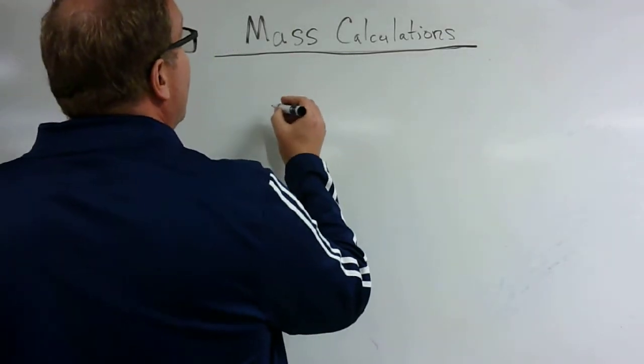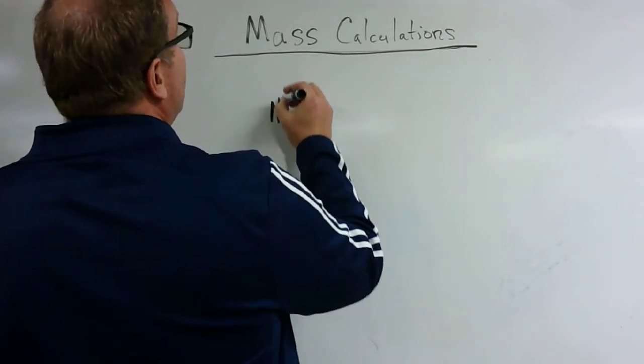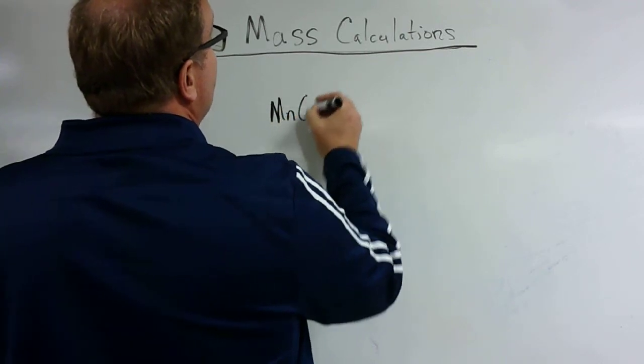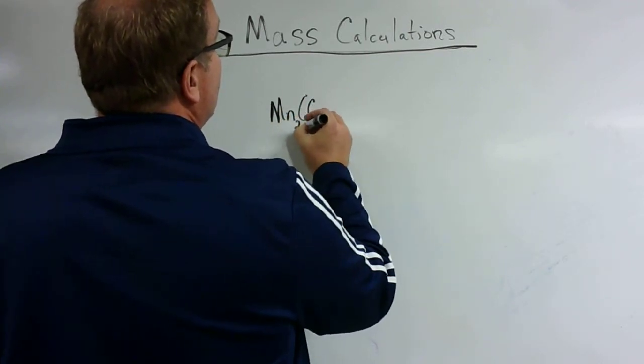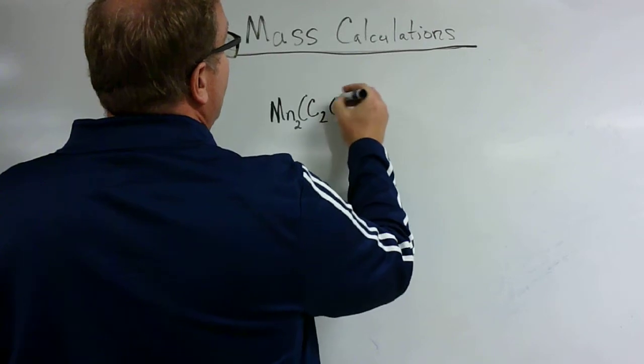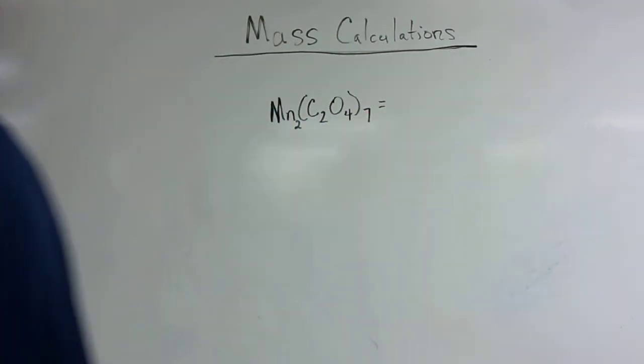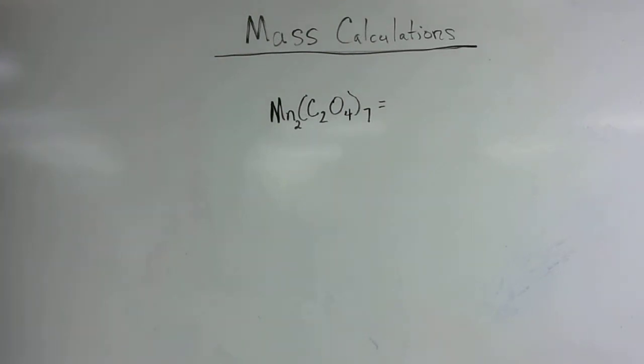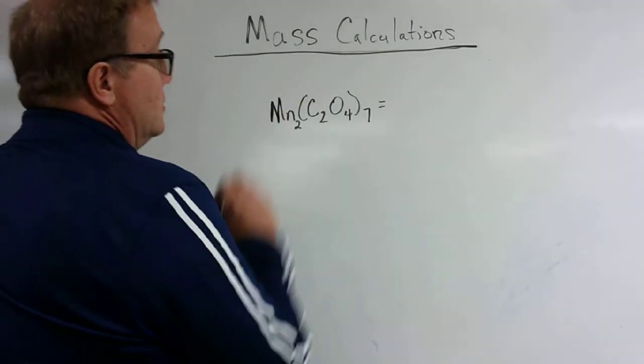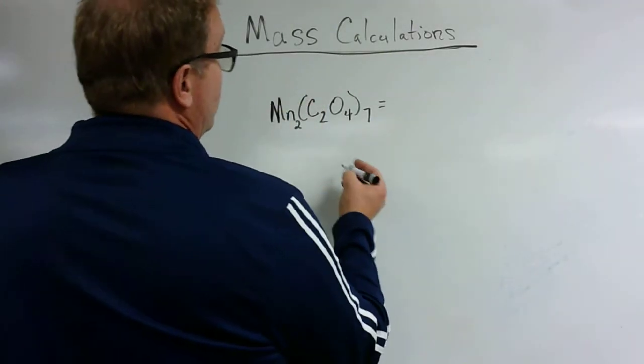Let's say I have Mn2(C2O4)7. This one's going to actually have a higher mass. If I have a higher mass, like with this one, I still go through the same procedure.